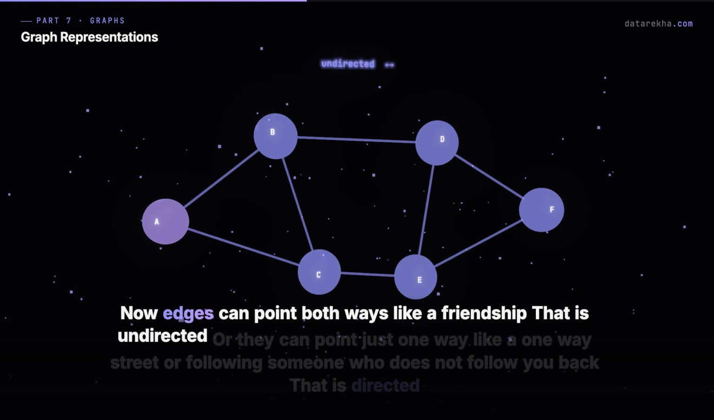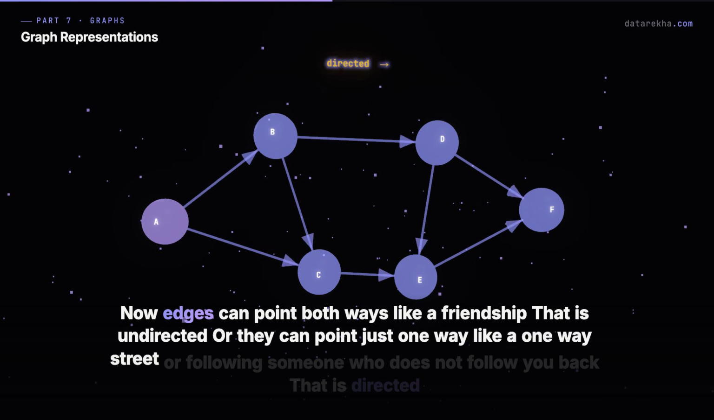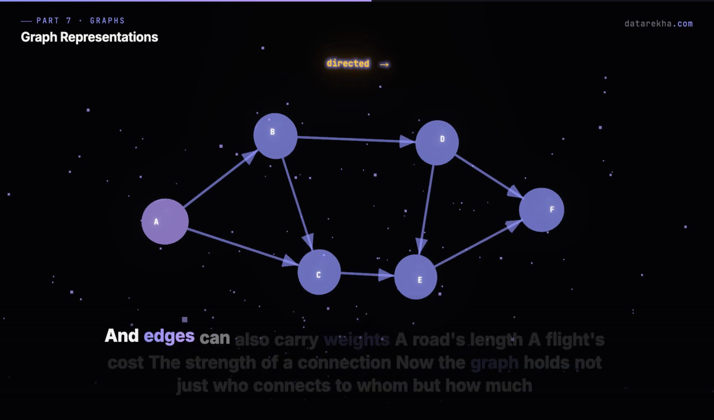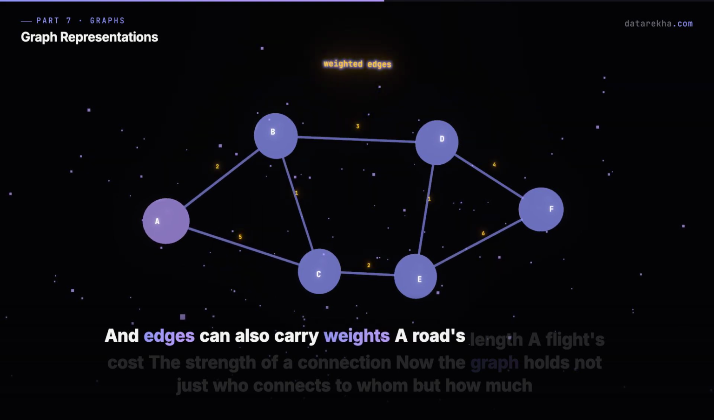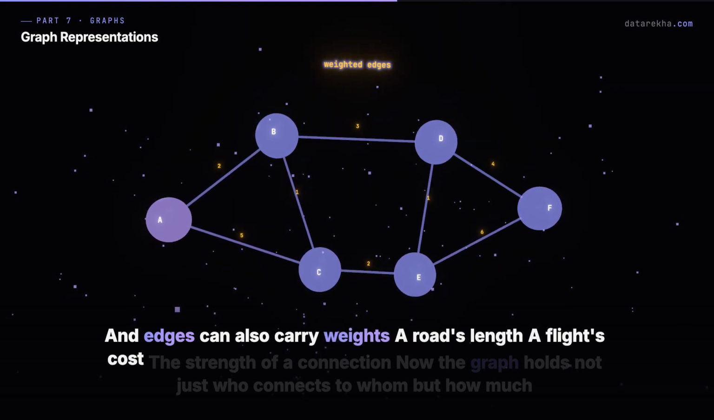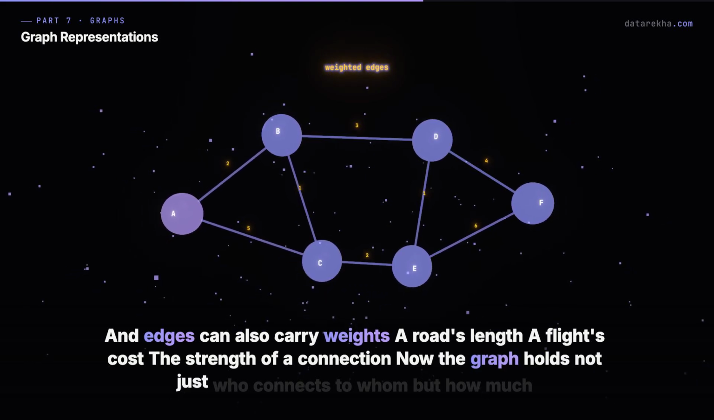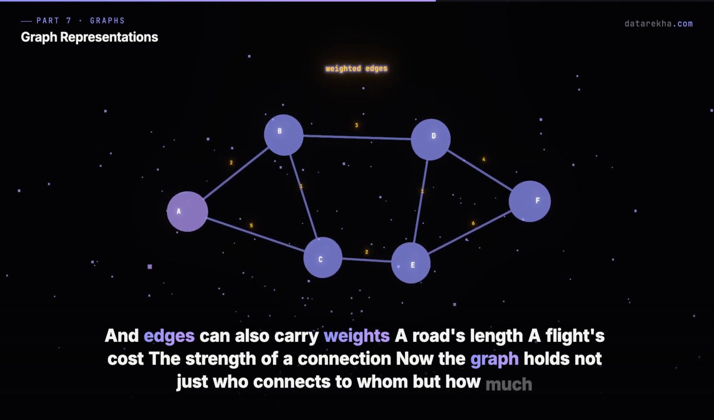Now, edges can point both ways, like a friendship. That is undirected. Or they can point just one way, like a one-way street, or following someone who does not follow you back. That is directed. And edges can also carry weights. A road's length, a flight's cost, the strength of a connection. Now the graph holds not just who connects to whom, but how much.